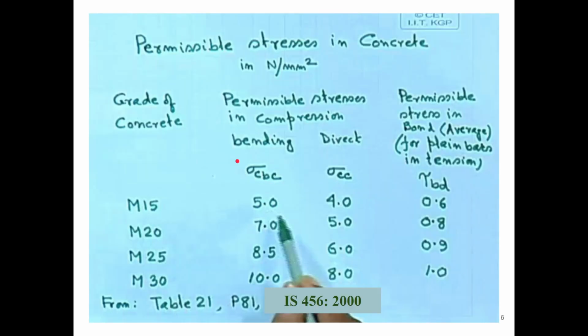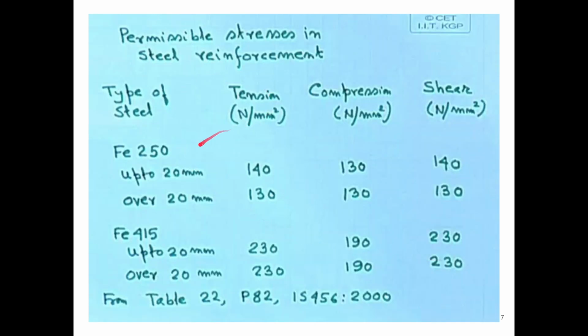Apart from that, if you go to Table 21, you will find the permissible stress in bending compression, that is the sigma cbc values, the direct compression sigma cc, and the permissible bond average stress for plain bars in tension, that is the tau bd. You will find these values for M15 to M30 at a range of 5 megapascal, so M15, 20, 25, 30, as per Table 21, page 81, IS 456. Similarly, you will also find the permissible values for the steel reinforcement.